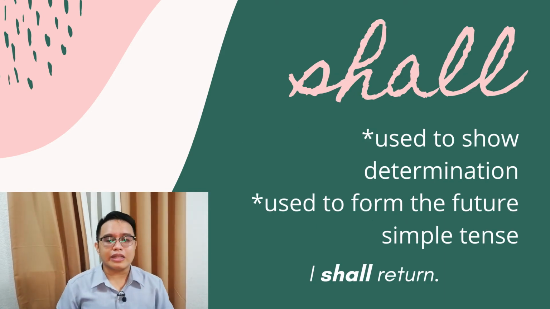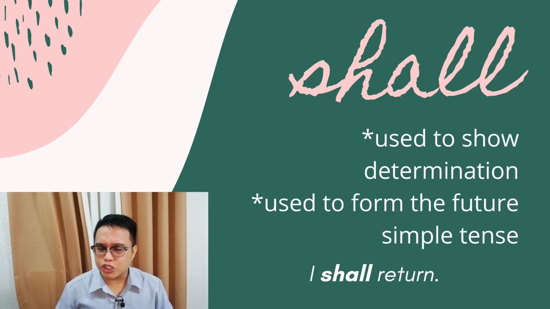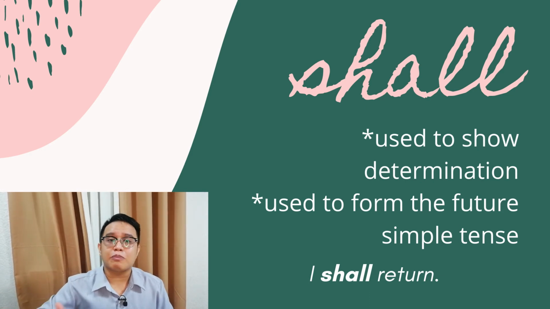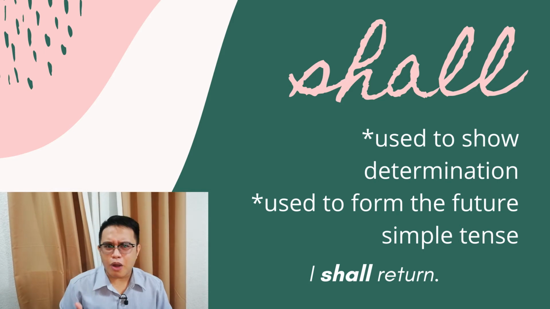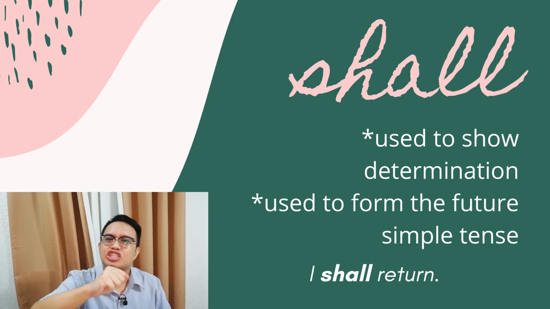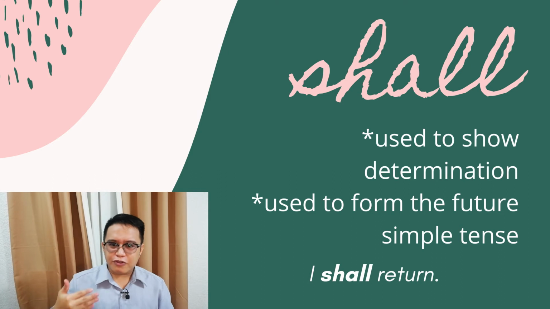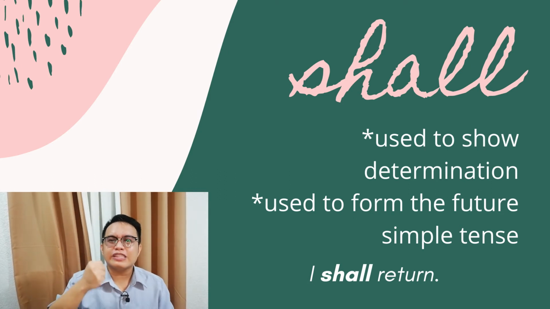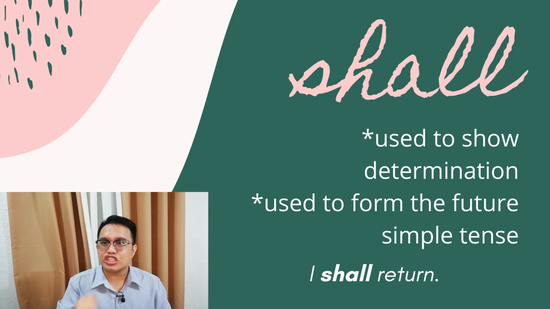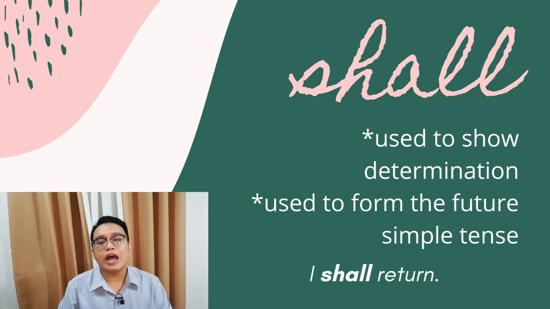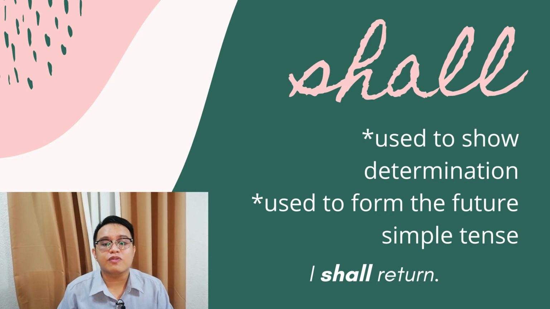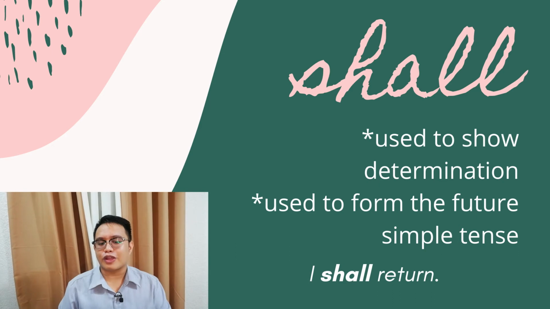Now, shall. Our next modal is shall. And shall is used to show determination. You are determined to do something. Let's say, for example, when MacArthur promised the Filipinos, I shall return. So MacArthur was there and showed his determination when he said, I shall return. Mubalik gyud ko. Okay? And also, shall is used to form the future simple tense. So remember that one.